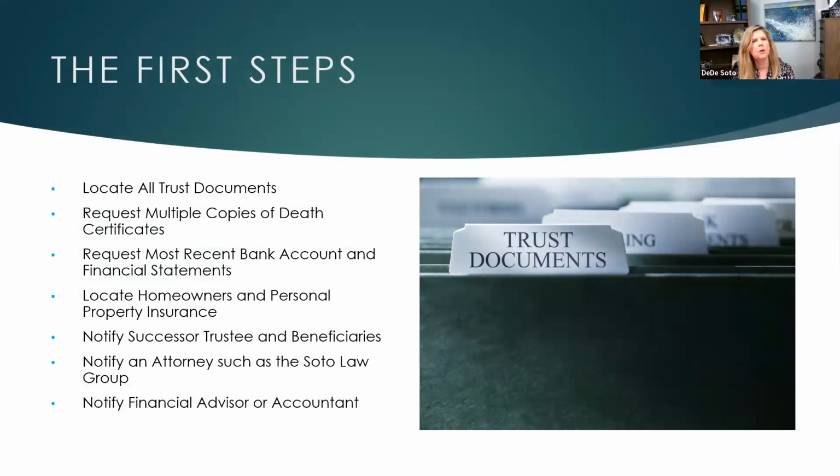So the first steps, you want to locate the documents. What do the documents say? You want to look and see, were they funded properly? Were the bank accounts inside the trust or the savings accounts, or was it life insurance named as the trust as the beneficiary? What about homes? What about rental properties? What's going on and where do the assets sit?